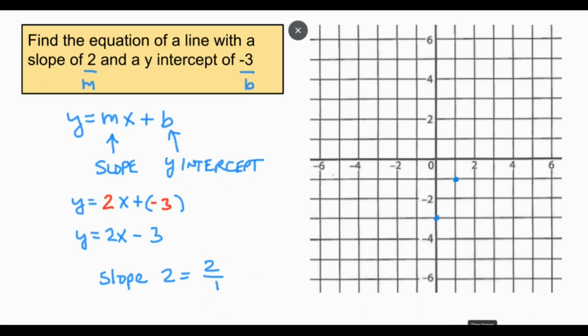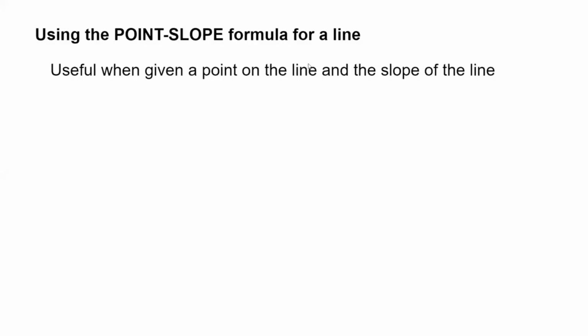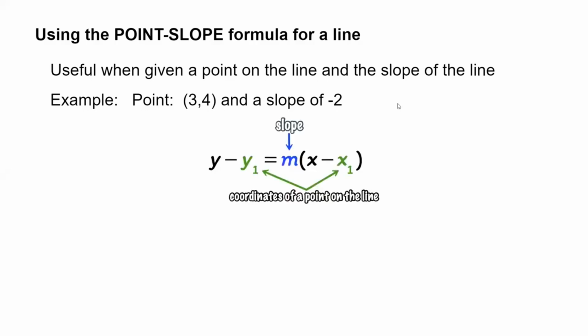In this video, we're going to talk about using the point-slope form of a line. There's a formula that will help us put a linear equation in a point-slope form. It's useful when we're given a point on the line and the slope of that line. For example, we're told that there's a line that goes through the point 3, 4, and it has a slope of -2. Let's take a look at the formula.